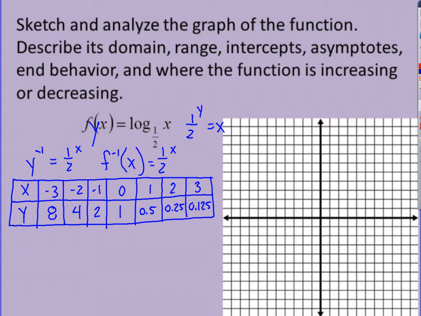So if we plug in our x values, 1/2 to the negative third is 8, 1/2 to the negative second is 4, 1/2 to the negative first is 2, 1/2 to the 0 power, anything to the 0 power, is 1, 1/2 to the first is 0.5, 1/2 to the second is 0.25, and 1/2 raised to the third power gives us 0.125. Now we're going to find the actual function itself.